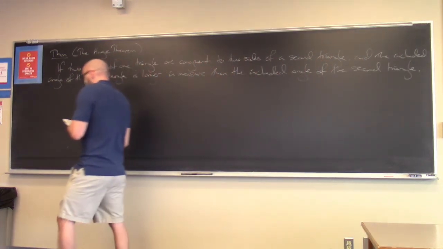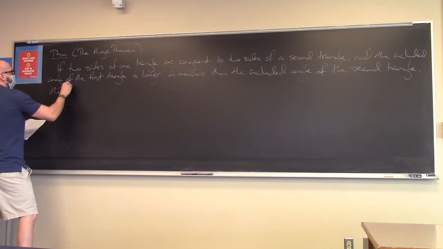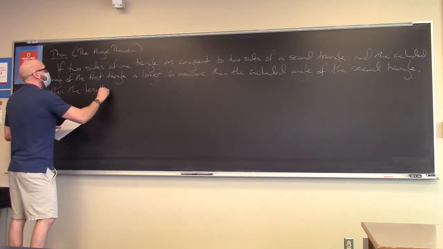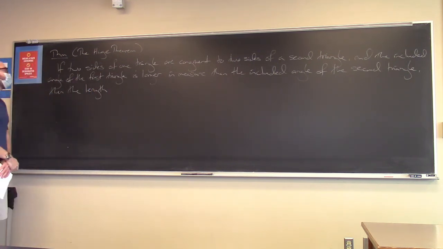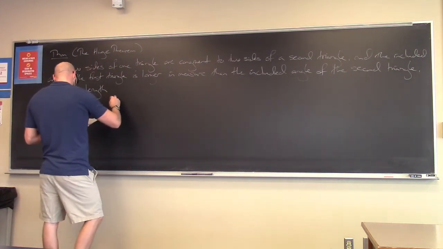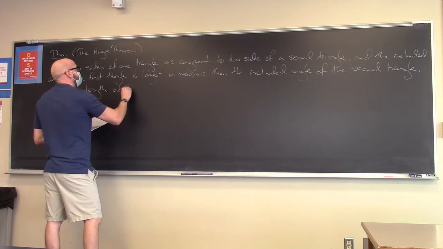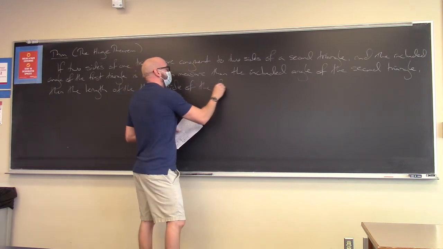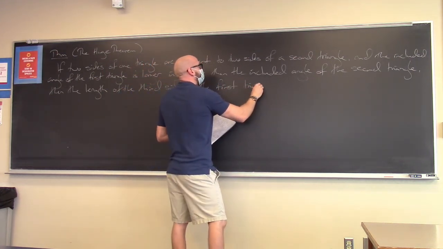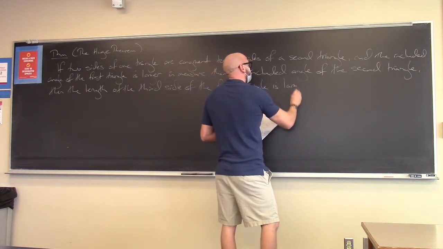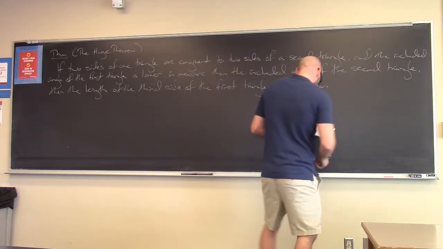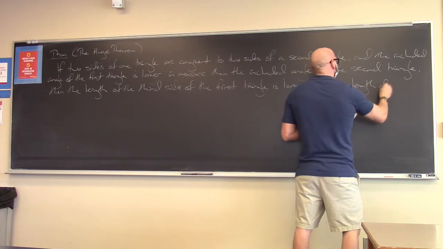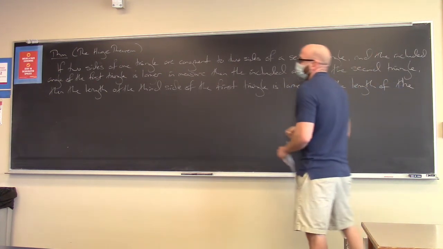Then the length or measure of the third side of the first triangle is larger than the length of the third side of the second triangle.